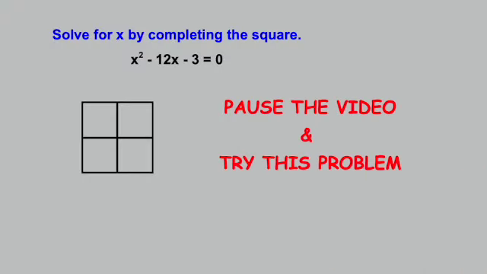I'm going to give you the chance to see if you can successfully complete the square on your own. The equation is x squared minus 12x minus 3 equals 0. Go ahead, pause the video, and try this problem on your own.